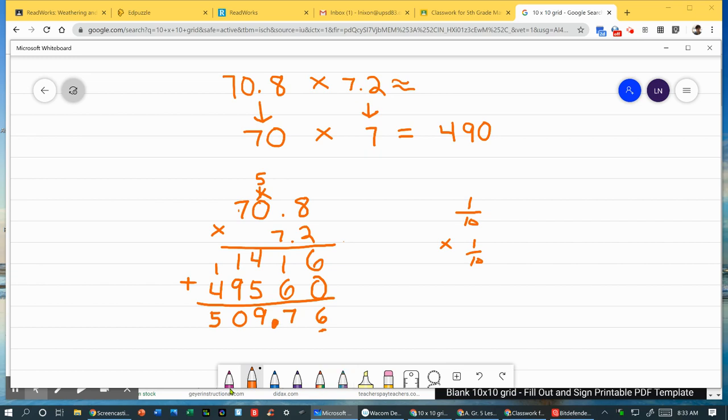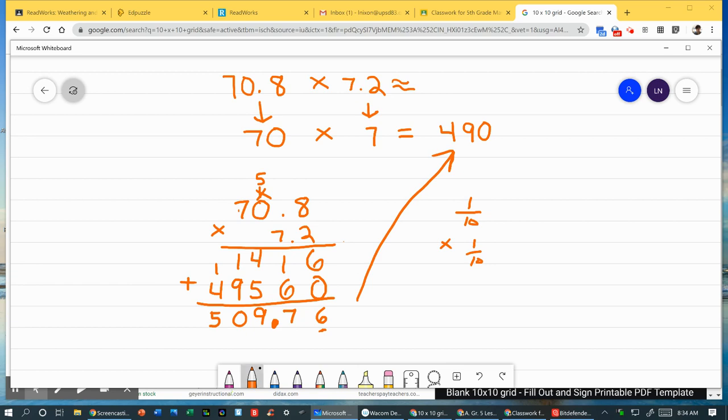You can check and see if you're in the right ballpark by looking up at your estimate. So 490, that's the right ballpark. And you might think, well, that's 19-ish away from the estimate, and that's not the right ballpark. But think about if you placed your decimal anywhere else, it would be much, much farther away.